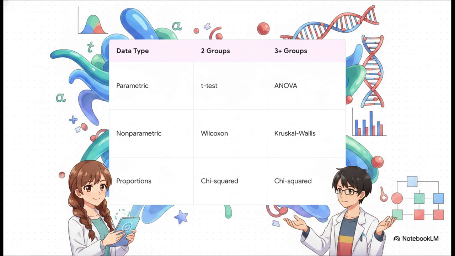If you have parametric, normally distributed data, comparing 2 groups means you use a t-test. 3 or more groups, you're using ANOVA. If your data is non-parametric, you shift over to Wilcoxon or Kruskal-Wallis. And for simple proportions, you're looking at chi-squared or Fisher's exact tests. Having this mental framework takes the guesswork completely out of hypothesis testing.